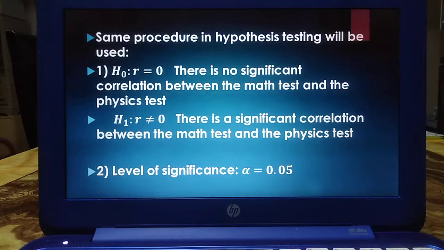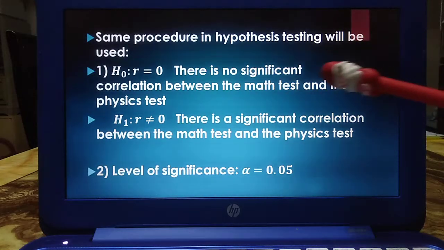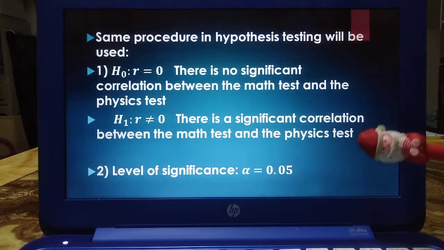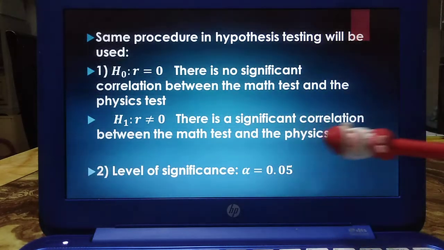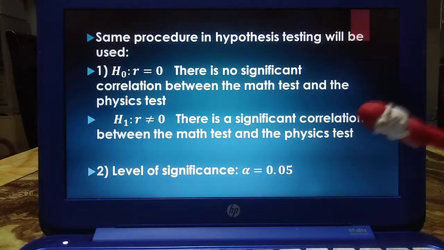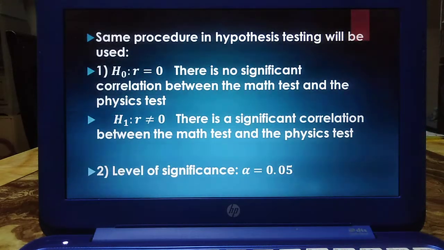Since our correlation coefficient is equal to 0.8817, then our null hypothesis is there is no significant correlation between the math test and the physics test. And our alternative is there is a significant correlation between the math test and the physics test. Second, we now use our level of significance as 5% or 0.05.